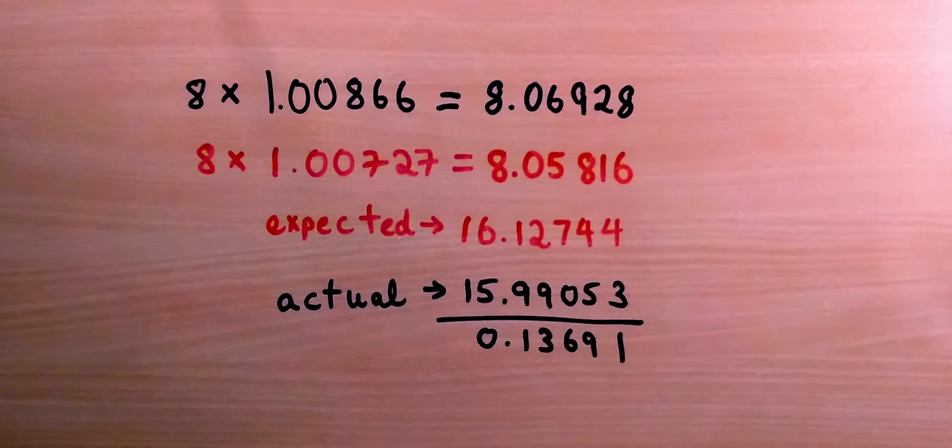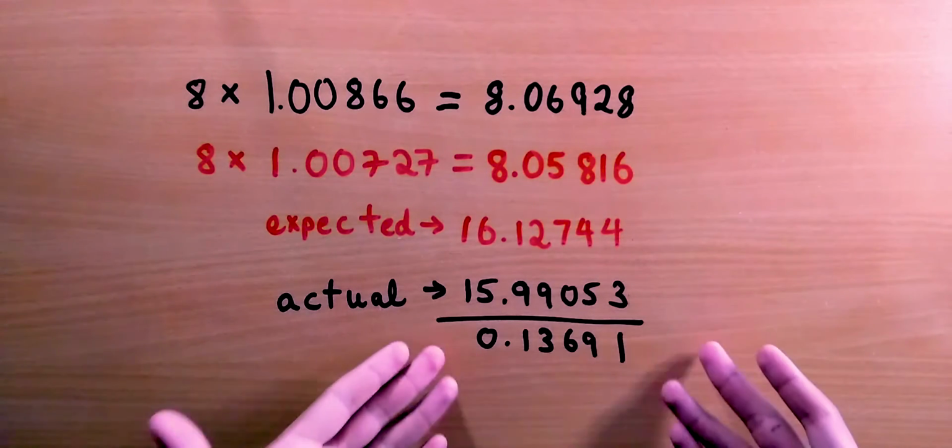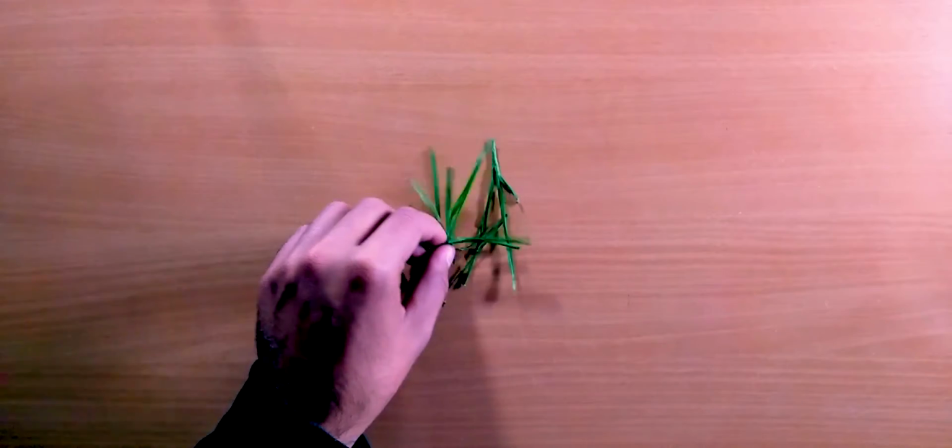And now let us actually understand why this difference occurs between the expected and the actual value, and where does this mass go. To understand why the mass defect occurs, I have a very decent analogy here. It's not a very perfect analogy, but I think this should make things clear to you.